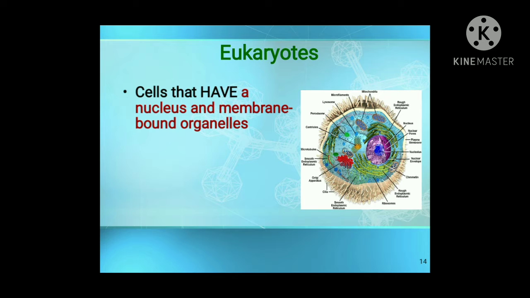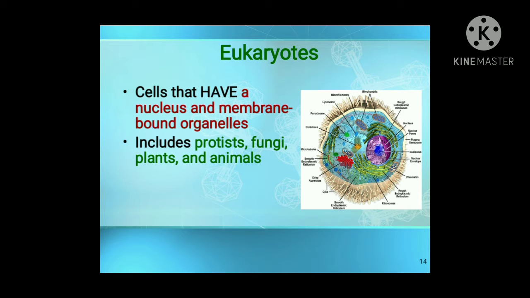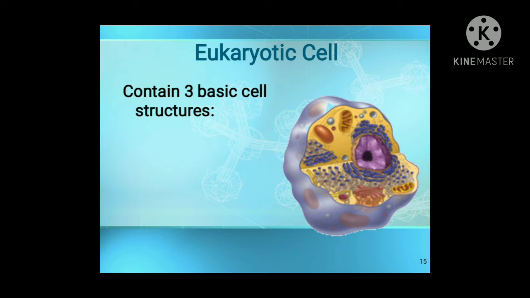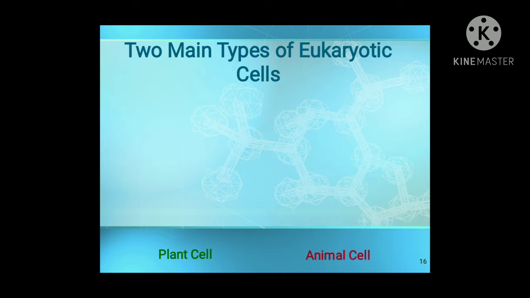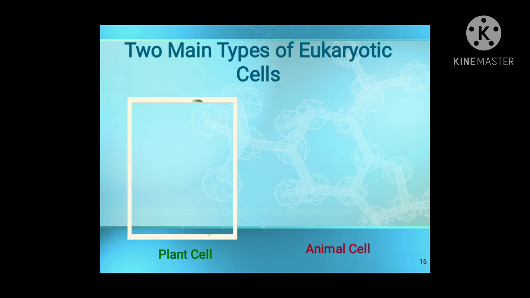Eukaryotes. Cells that have a nucleus and membrane-bound organelles. They include protists, fungi, plants, and animals. More complex types of cells. Eukaryotic cells contain three basic cell structures: nucleus, cell membrane, and cytoplasm with organelles. The two main types of eukaryotic cells are the plant cell and the animal cell.